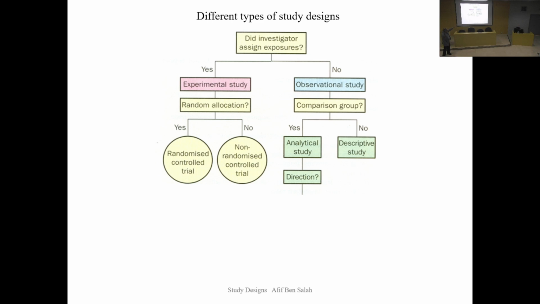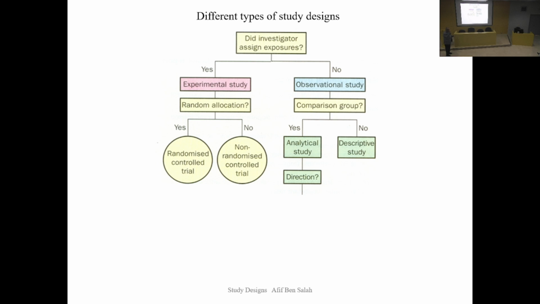Now we are dealing with observational, and depending on the presence of a control group, if we have no comparison group, it becomes purely descriptive, which is case series or population case series, without control group. We are dealing only with patients. If we have a control group, patients and non-patients, it becomes an analytic study.